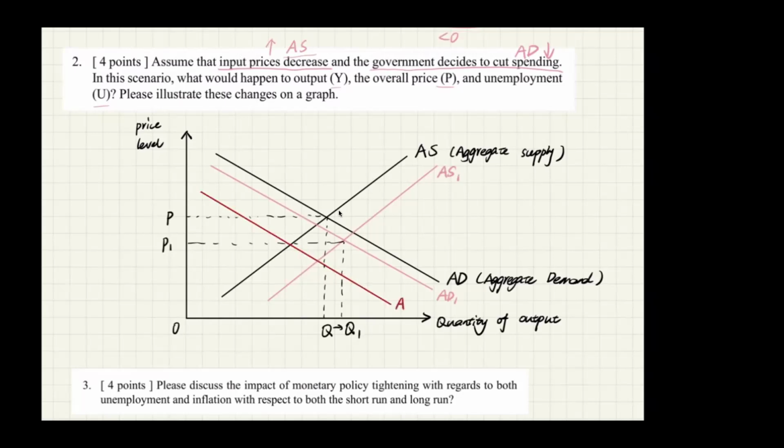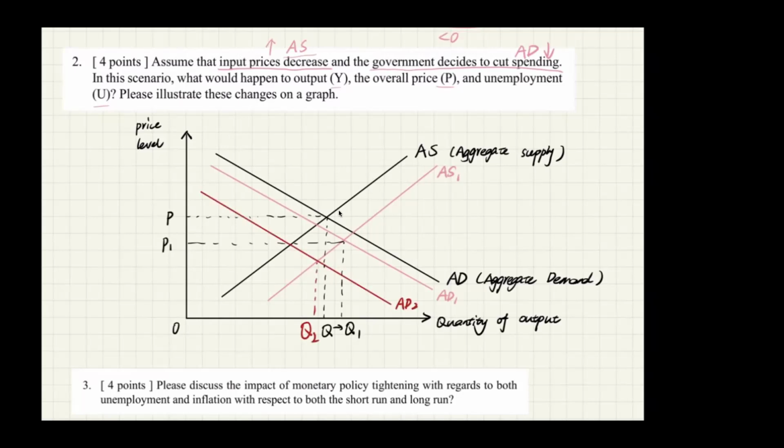It's like that. It's like this. So now the new equilibrium quantity would be lower than before, right? Because Q1 is less than Q. Which means that equilibrium output decreases because of the shift of aggregate supply and aggregate demand.